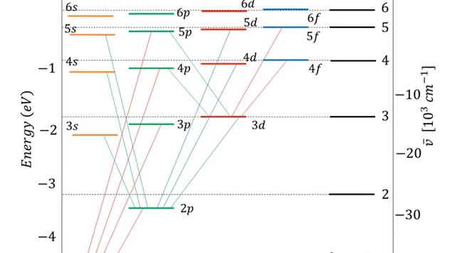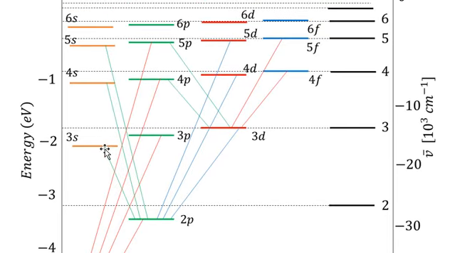Then you see that with the principal quantum number 3, I have shown 3 states. This 3s state means that the principal quantum number is 3 and the orbital quantum number L is equal to 0. These 3p states mean the principal quantum number is 3 and the orbital quantum number is 1. This 3d state means that the principal quantum number is 3 and the orbital quantum number is 2. So I have shown these 3 states.